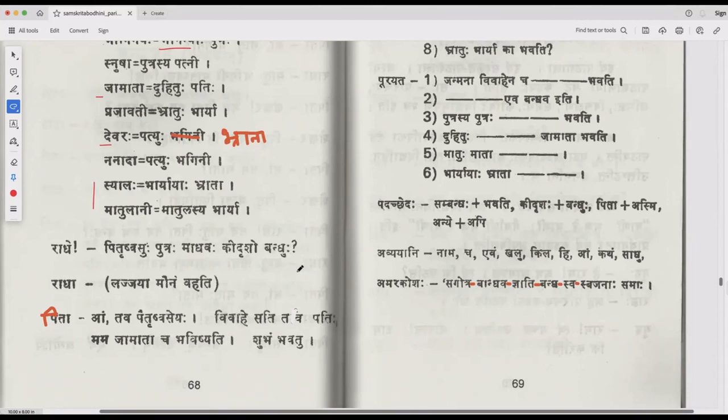What is lajja? Lajja is shyness. Lajja is akaranta strilinga shabda, strilinga lajja shabdaha. With shame, so that is tritiya vibhakti ekavachanam, by or with or through. So lajjaya maunam vahati, she keeps silent with shyness. What is vahati exactly? Bearing. You can also use it, bharam vahati, he carries a load. Nadi vahati, the river flows. That meaning is also there. So here she just bears silence.